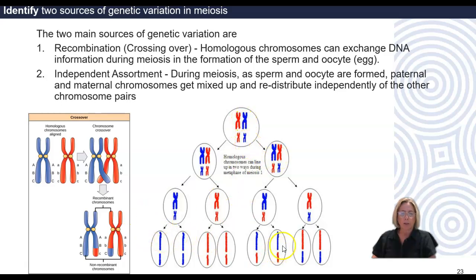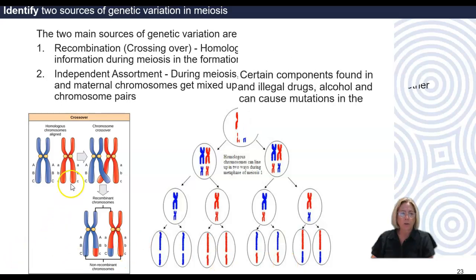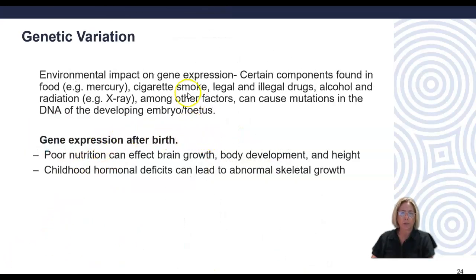So again, by the time you get the generation of these haploid cells, there is variation. There can be variation in them. There can also be an effect of the environment as well on gene expression. So certain components that are found in food, for example, mercury, or cigarette smoke, or drugs, be they legal or illegal drugs, alcohol as well, and radiation such as x-rays, along with all sorts of other factors, can cause mutations in the DNA of the developing embryo or fetus, and that can, in some cases, then lead to congenital defects.